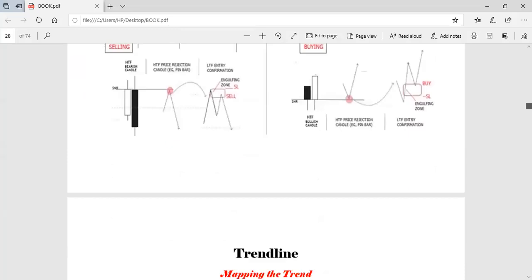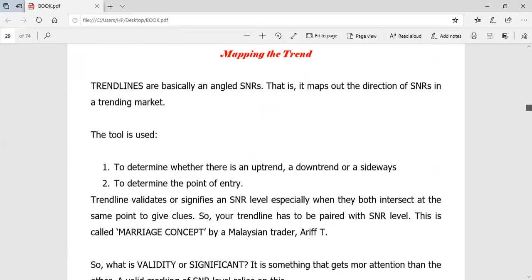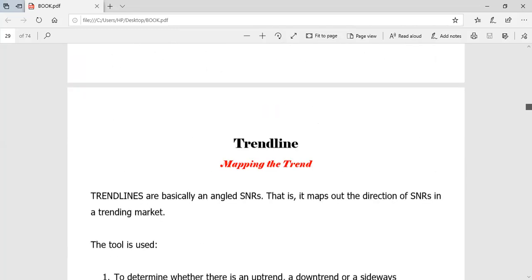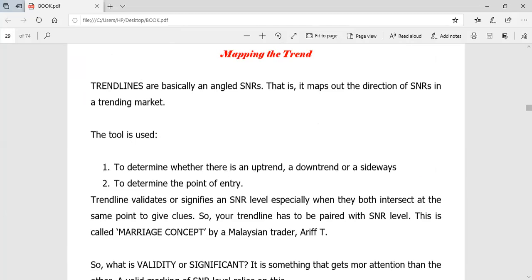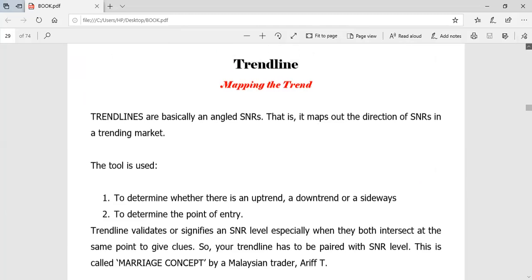What is trend line? Trend line is simply the tool that is used to map a trend. Like the name implies, trend line, the line that is used to map a trend. You use it to map out a trend. It basically maps out the direction of SNRs in a trendy market.